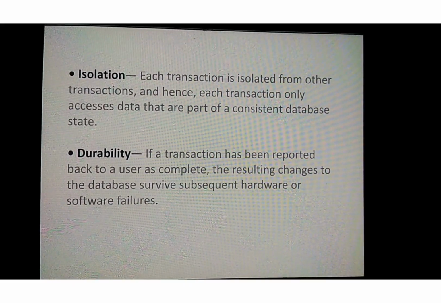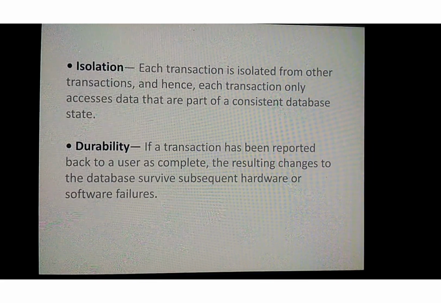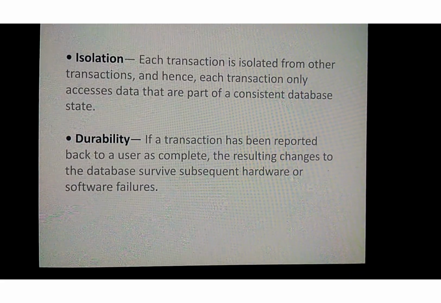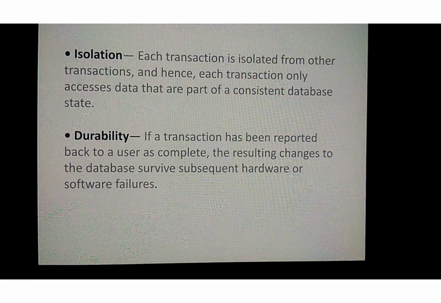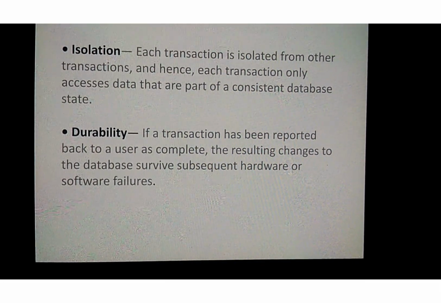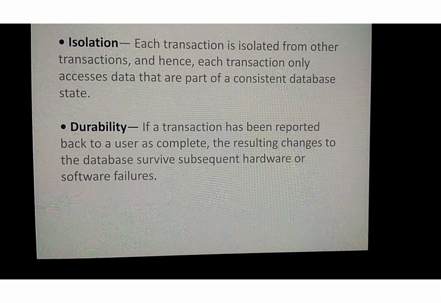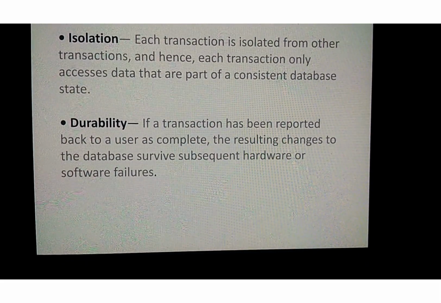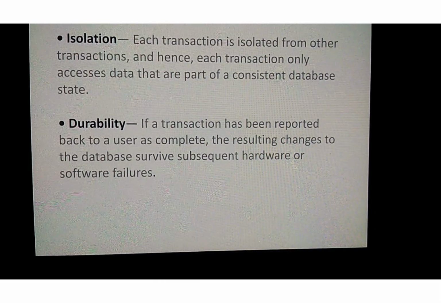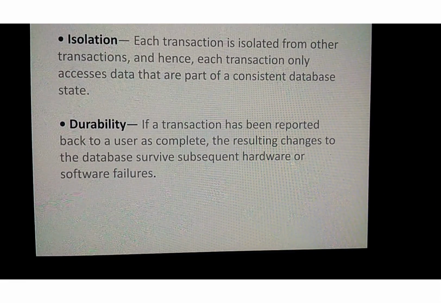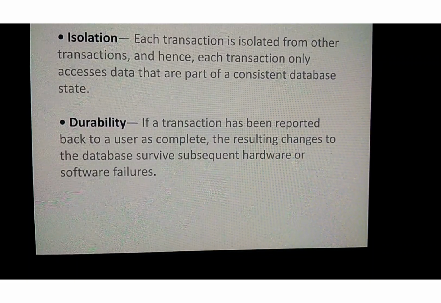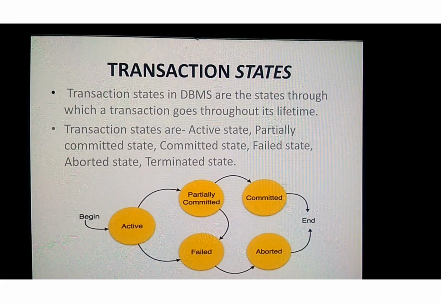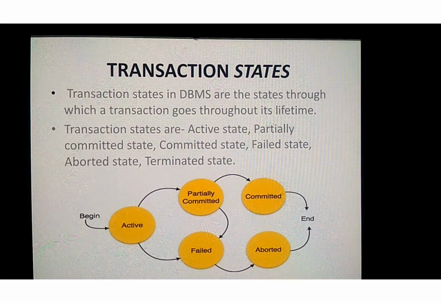Then third one is isolation. Each transaction is isolated from other transactions and hence each transaction only accesses data that are part of a consistent database state. Then fourth and last is durability. If a transaction has reported back to a user as complete, the resulting changes to the database survive subsequent hardware or software failures. Now friends, a very important topic in transactions: how a transaction is completed.